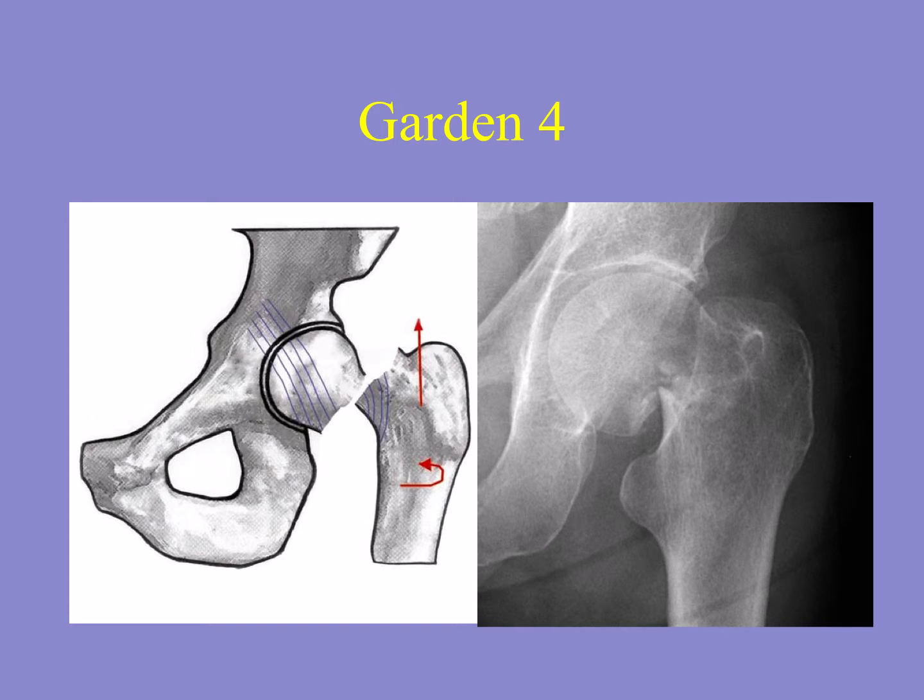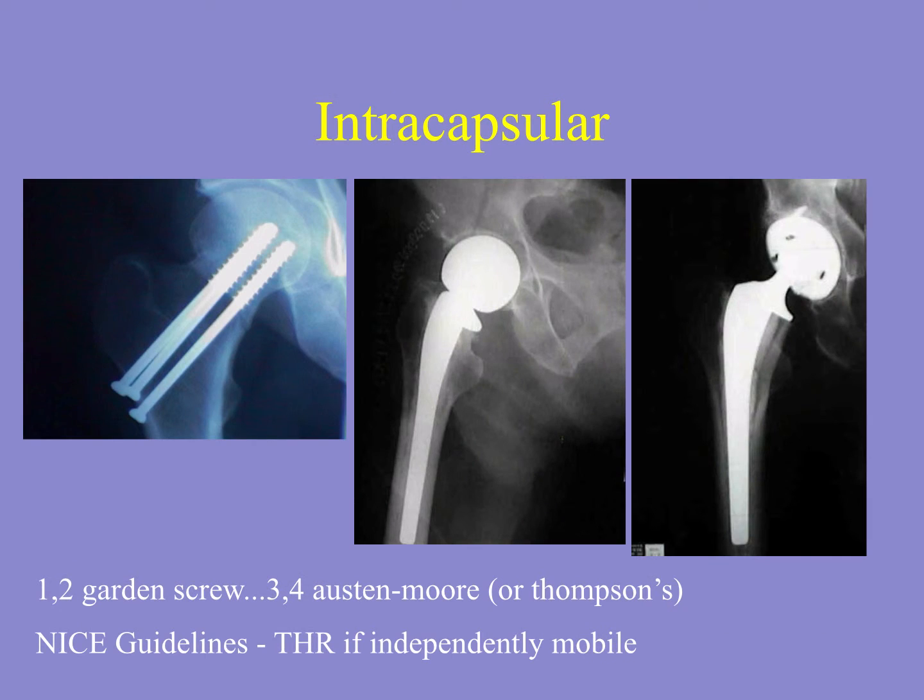Treatment really depends on our expectations of avascular necrosis. So the intracapsular fractures which are undisplaced are treated with fixation because we're expecting that the blood supply is going to remain intact, and intracapsular fractures which are displaced are treated with replacement because we're worried that the head of the femur is going to collapse from avascular necrosis. This can be remembered by the phrase 1-2 Garden screw, 3-4 Austin Moore.